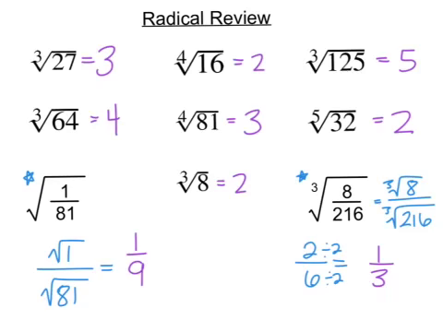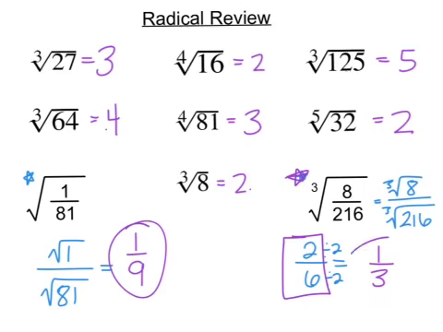Now looking at our answers going across in rows, we have 3, 2, 5. Second row, 4, 3, 2. In the third row, the square root of 1 over 81 is just 1/9. Then we have 2. And then notice with this last problem, when we take the cubed root of 8 and 216, you get 2/6. However, we can always simplify. And so if we simplify, we end up with our final answer of 1/3.